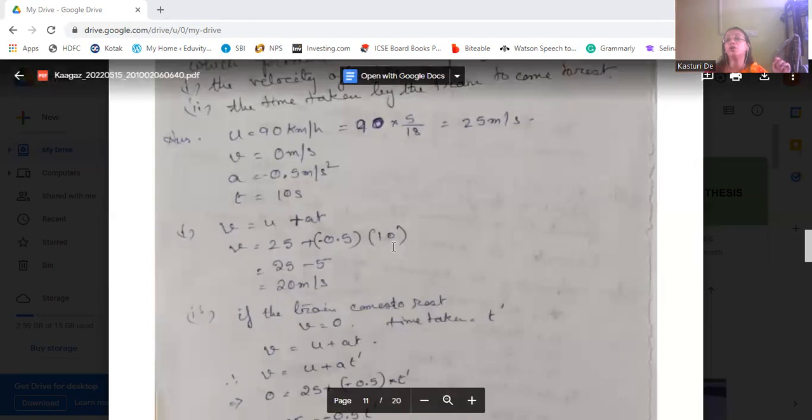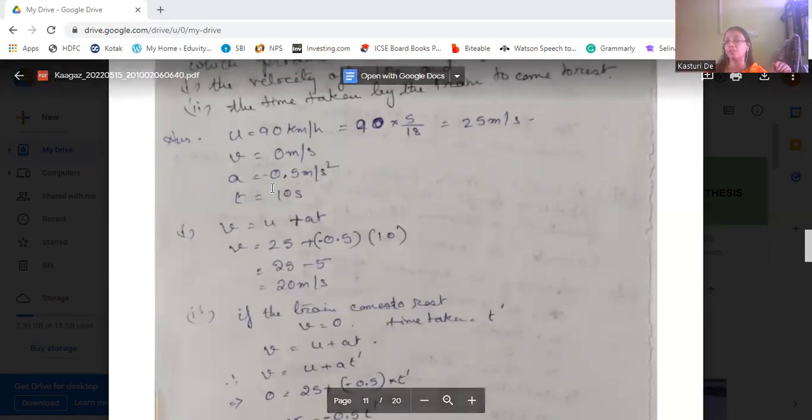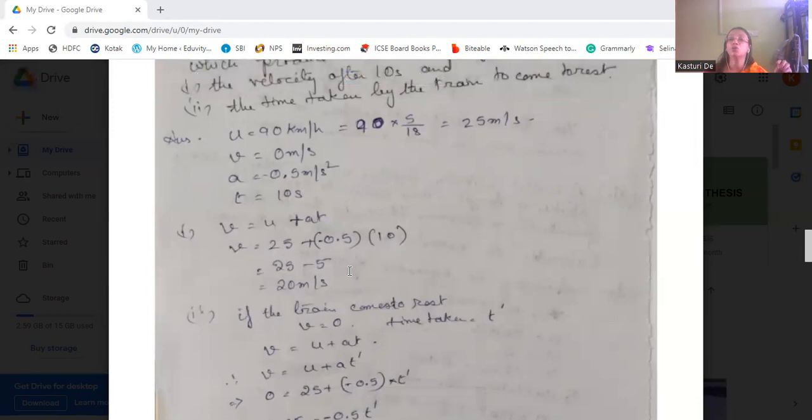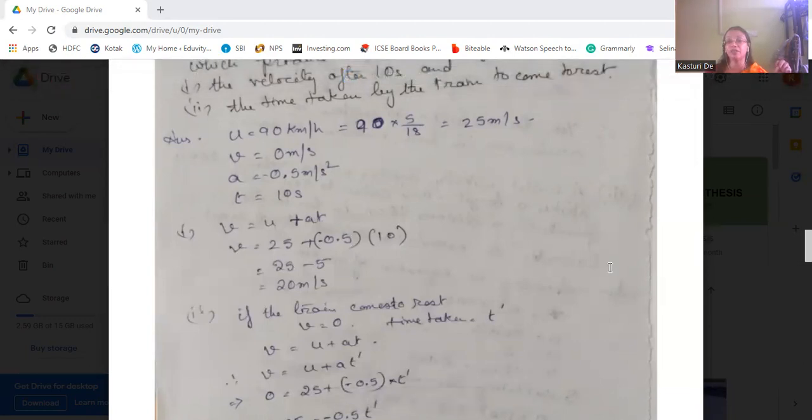So v is equal to u plus at, where the initial velocity u is 25 meter per second, plus at, where a is minus 0.5 and the time is 10 seconds. So minus 0.5 into 10. That will give us 25 minus 5, and that will be 20 meters per second. This is the final velocity v after 10 seconds.